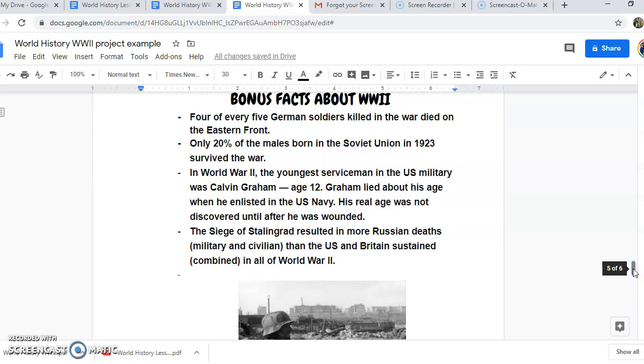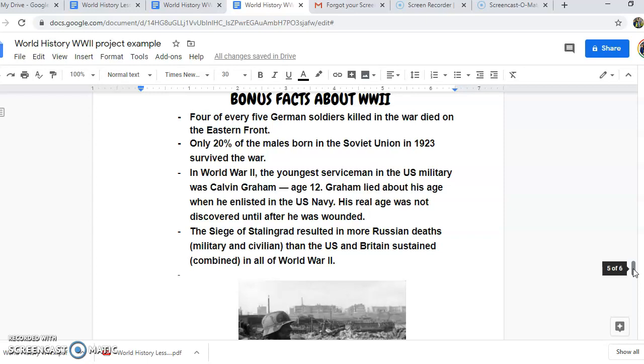It says 4 out of every 5 German soldiers killed in the war died on the Eastern Front. So that means they died fighting the Russians over on the eastern side. Only 20% of the males born in the Soviet Union, which is Russia, in 1923 survived the war. So they were either killed as civilians. 80% of the males born in 1923 were either killed in battle or as a civilian.